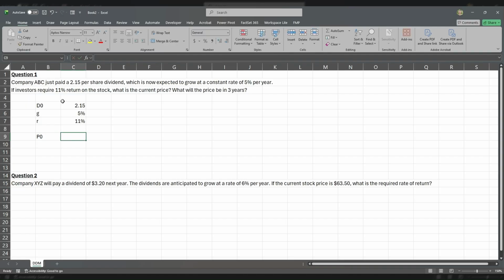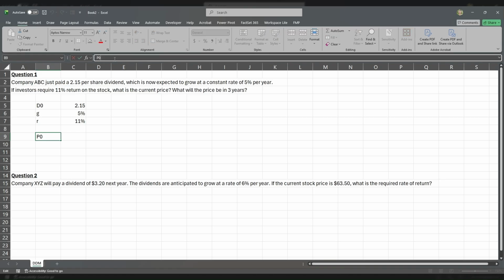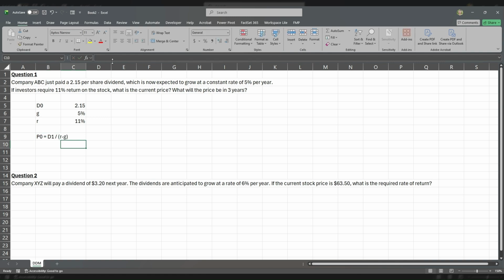However, the formula is that the price of the stock right now is equal to D1, dividend 1, divided by R minus G. So what we actually need to do is to calculate what D1 is going to be. Dividend 0, the dividend right now in time period 0, was $2.15. However, the formula is that we need dividend 1 because we're actually discounting dividend 1 here. So we're given the growth rate for dividend 1.